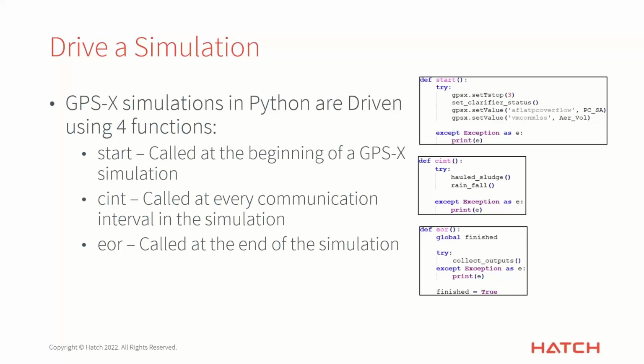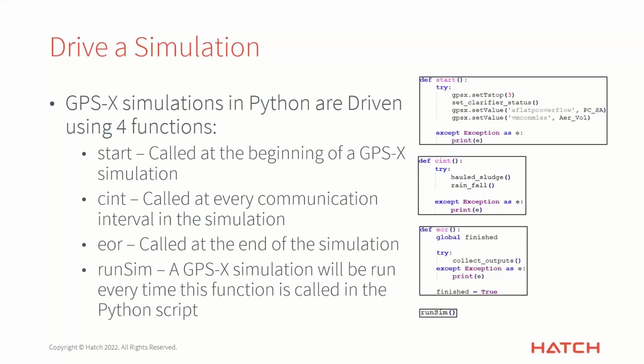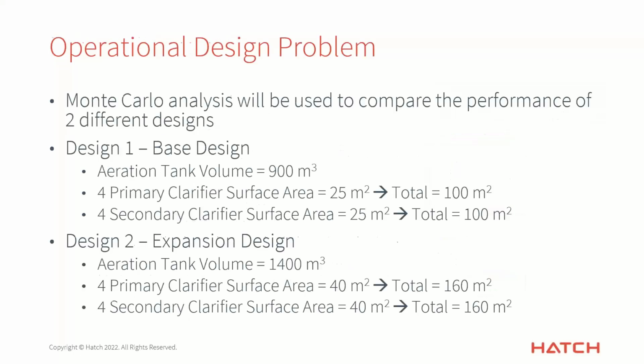at the end. And then the final function that you will need is you'll need to have a run sim call somewhere in your Python script, where this run sim call is what actually triggers your GPSX simulation using the previous 3 functions. And in Python, anytime this is encountered, you will run a GPSX simulation.